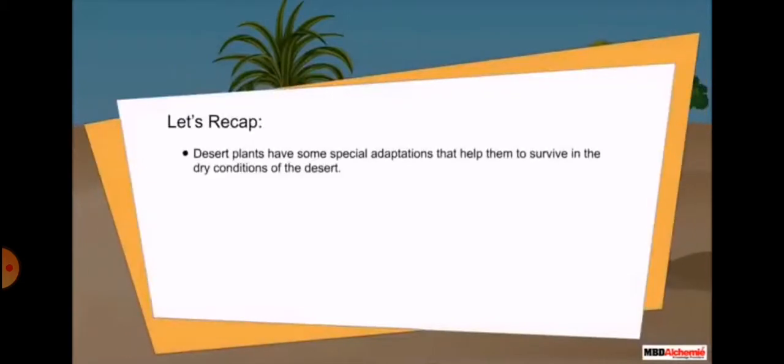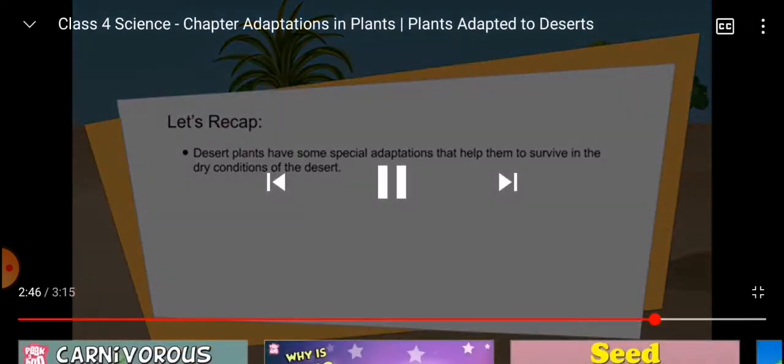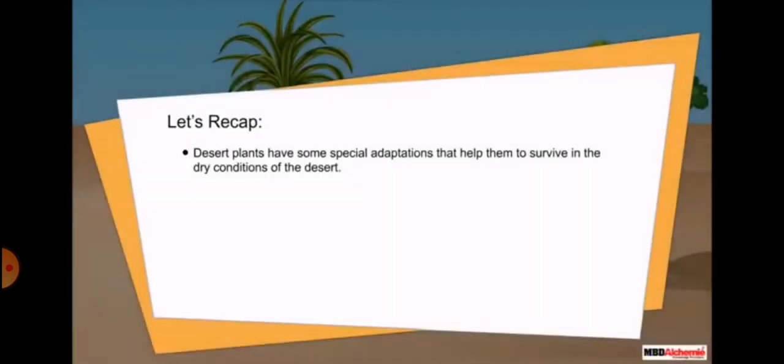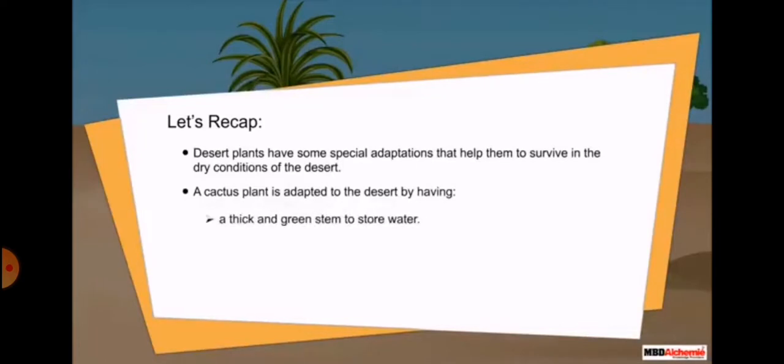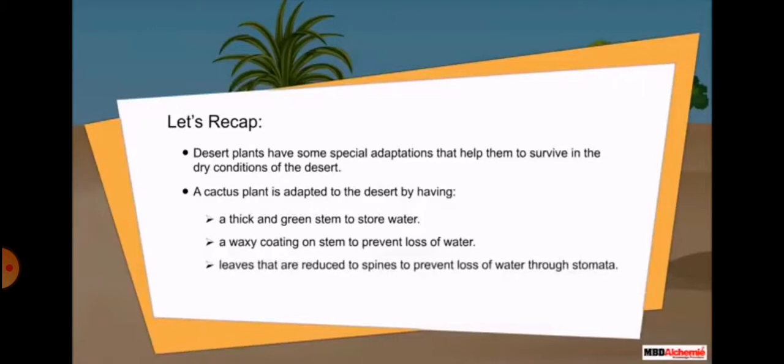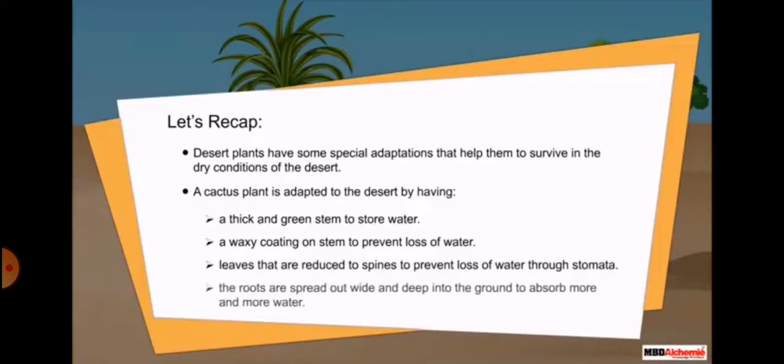Let's recap. Desert plants have some special adaptations that help them to survive in the dry conditions of the desert. A cactus plant is adapted to the desert by having a thick and green stem to store water, a waxy coating on stem to prevent loss of water, leaves that are reduced to spines to prevent loss of water through stomata, and roots that are spread out wide and deep into the ground to absorb more and more water.